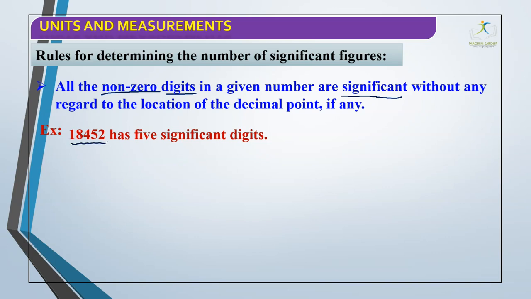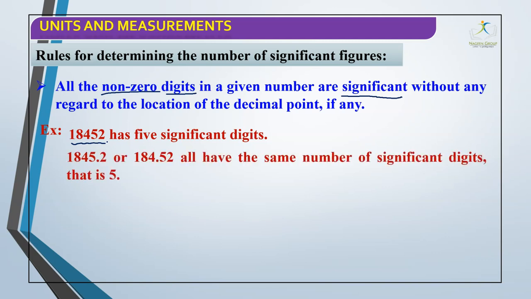I hope you understand, students. Now, if I take this value, 1845.2 or 184.52, all have the same number of significant digits, that is 5, because after the point 52 is also countable. So this is also a significant number.